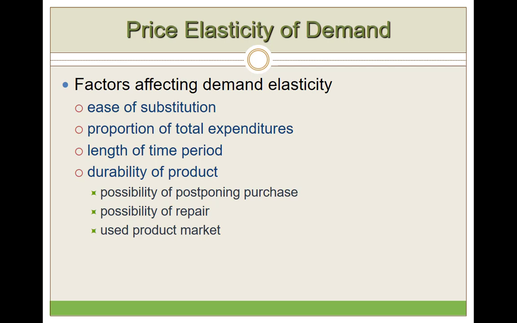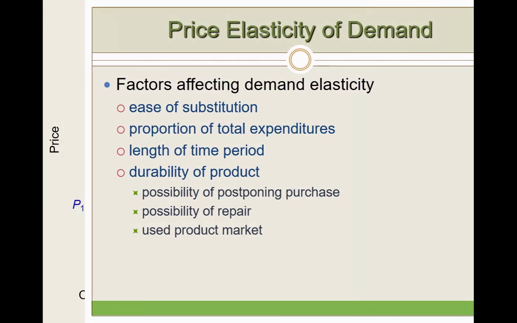And the durability of the product. For example, if the product can be repaired or the purchase can be postponed, that affects the elasticity. If you aren't going into the market, then someone else is also probably not going into the market, and fewer people buy it, which affects the elasticity again. So the type of product you're looking at is also something that affects the elasticity.